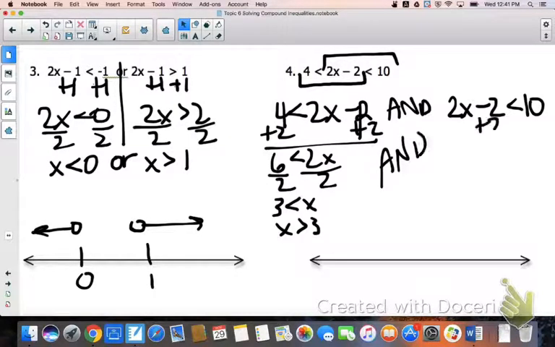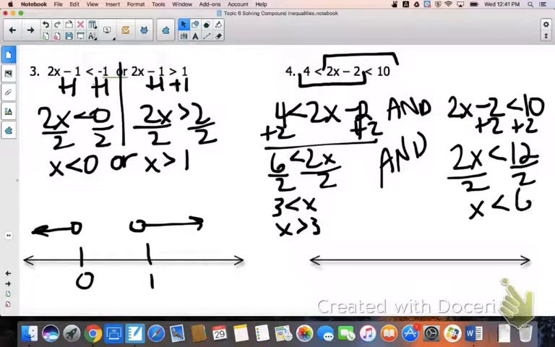And on this side, add the 2. I have 2x is less than 12. And divide by 2, x is less than 6. So x is greater than 3 and less than 6.